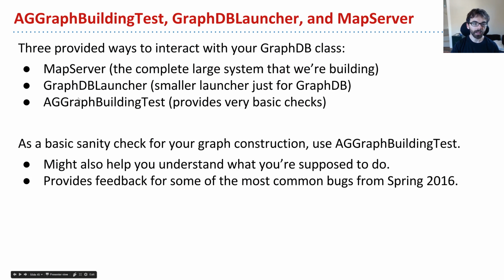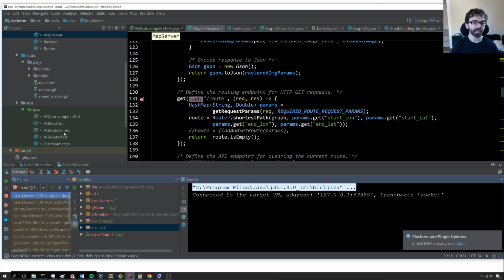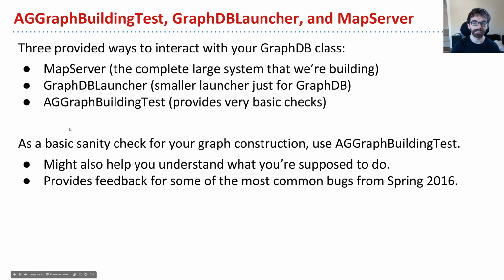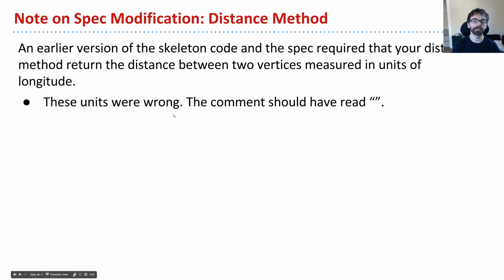And then lastly, we have AG graph building test, which is not here because I don't have the right version of the skeleton, but it is in the official version of the skeleton, and it provides you with some basic sanity checks that make sure things are working. It also gives you some targeted feedback. There's some certain common bugs, and so if you run that test, it might say, oh, hey, you did this silly thing. Maybe, if you're lucky. And it could actually also help you understand what you're supposed to do. So you can look at the test to get a sense, okay, that's what that method means.